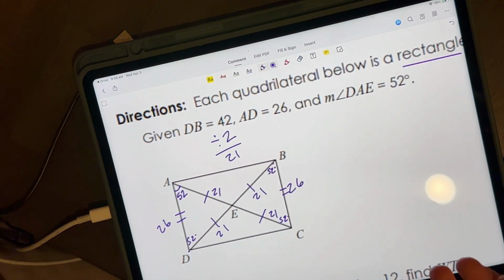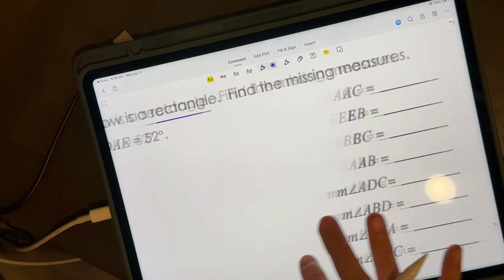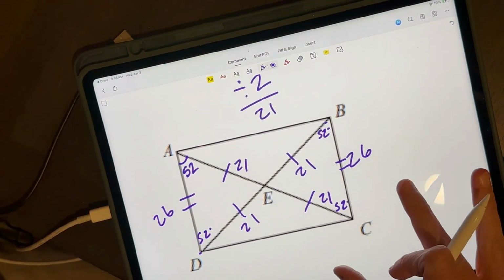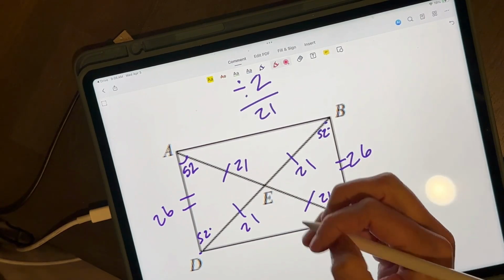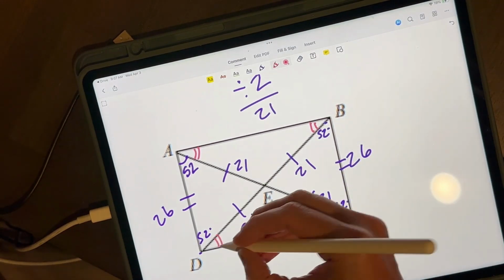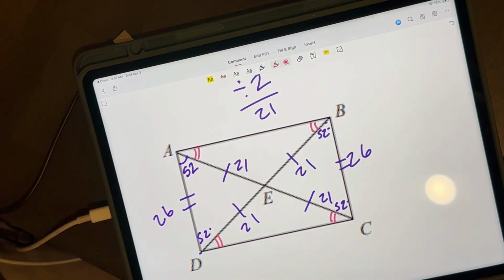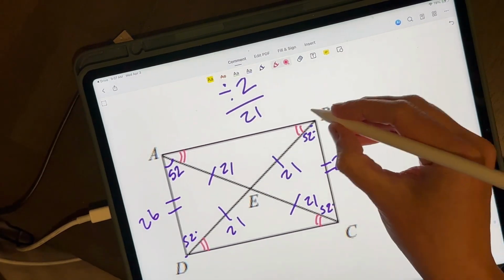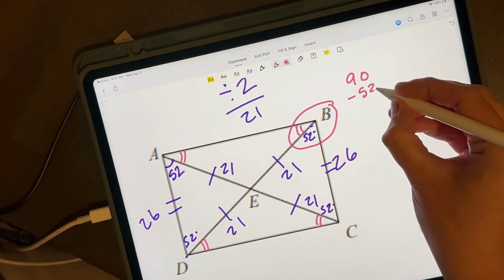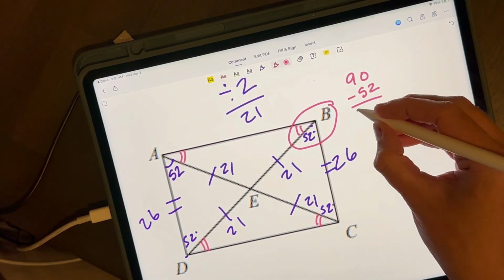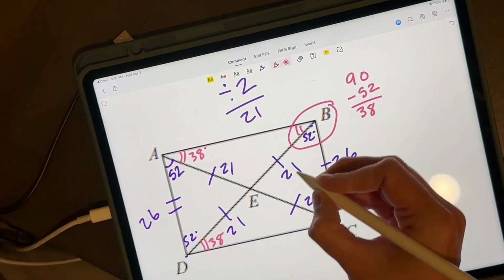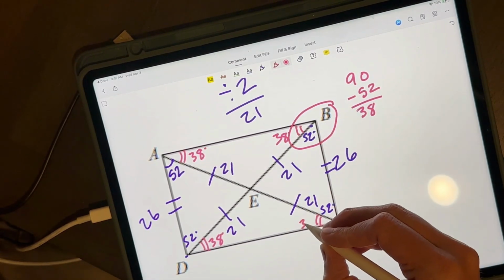So let's find the other parts of the triangle, because I'm guessing they want you to find A, B, and all that. Let's start with the other angles. How can you find this one right here, which matches to this one, which matches to this one, which matches to this one? I'm just going to use angle B. What do we know about angle B? It has to be 90 degrees. So if I subtract 52 from that, that is 38. So all of these little pink angles are going to be 38 degrees.